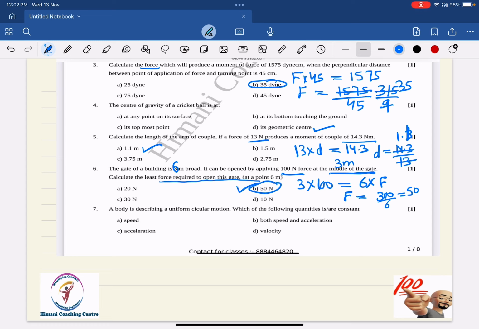Yes. Now, a body describing a uniform circular motion, which of the following quantities is constant? Remember in a uniform circular motion, speed is constant. Velocity will be different. Why? Because the direction is changing continuously. If velocity is changing, acceleration will also change.